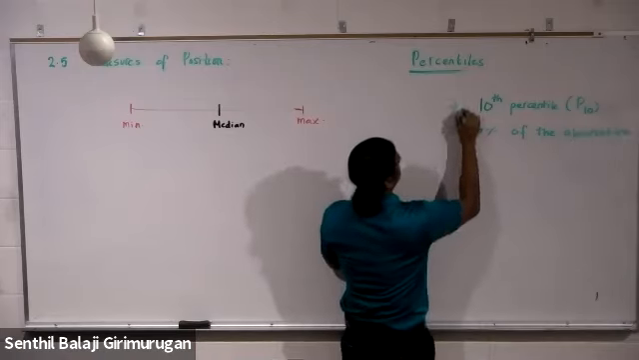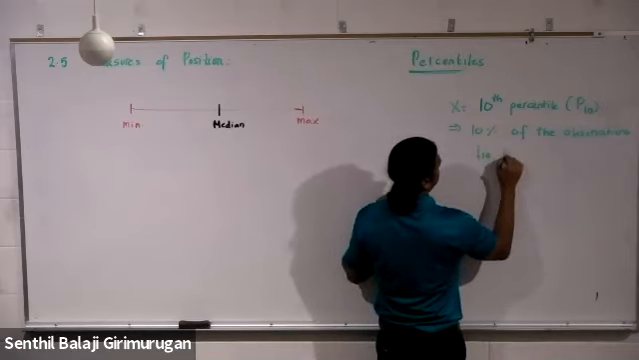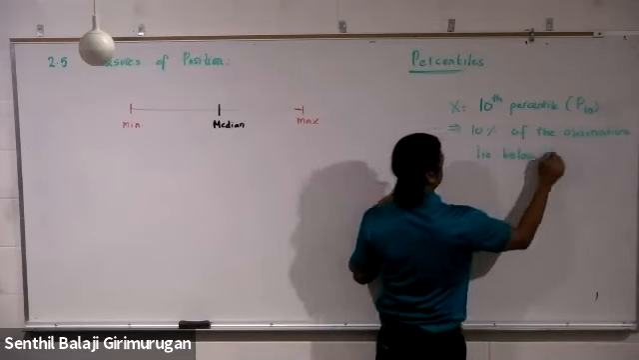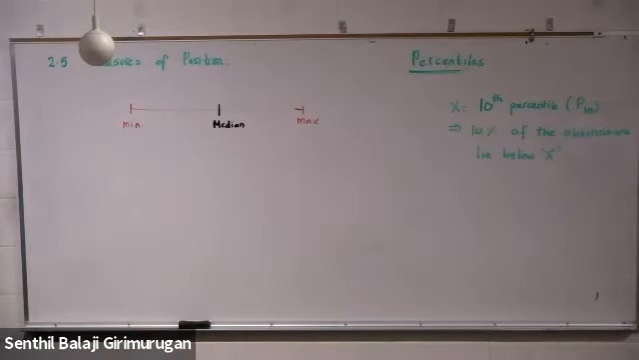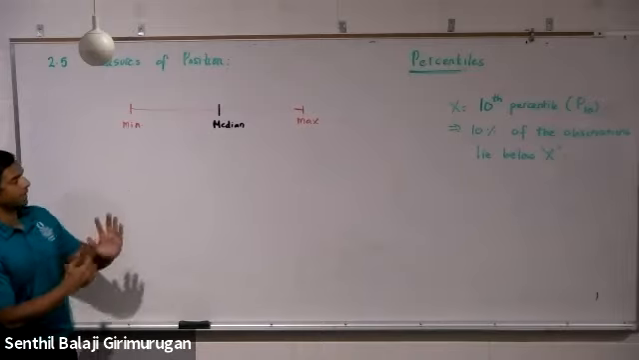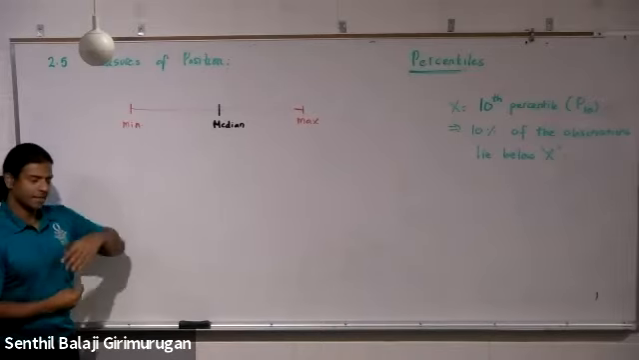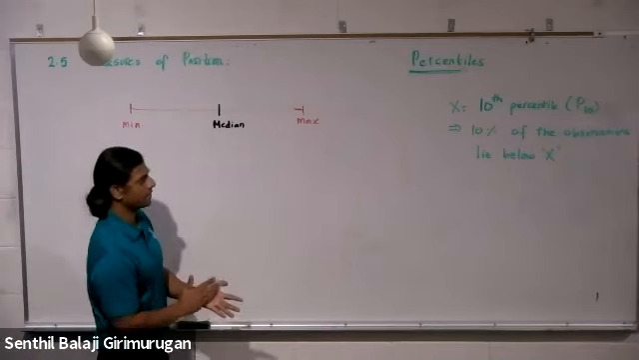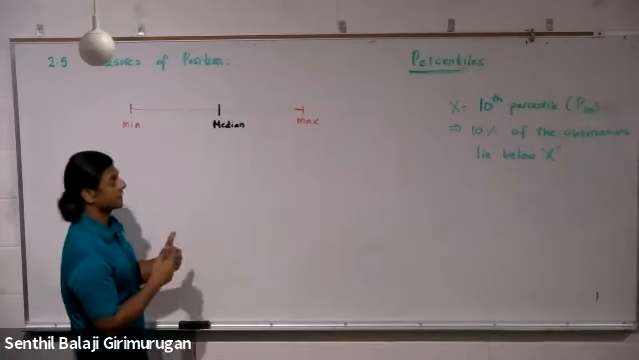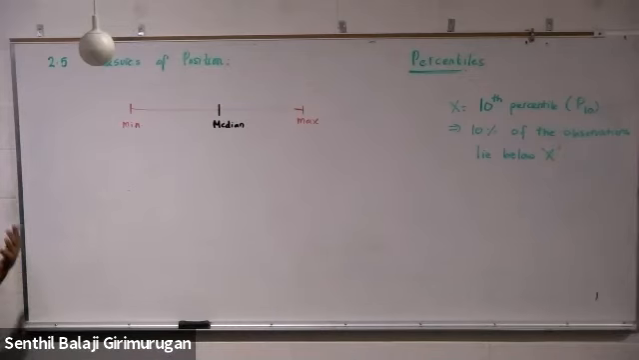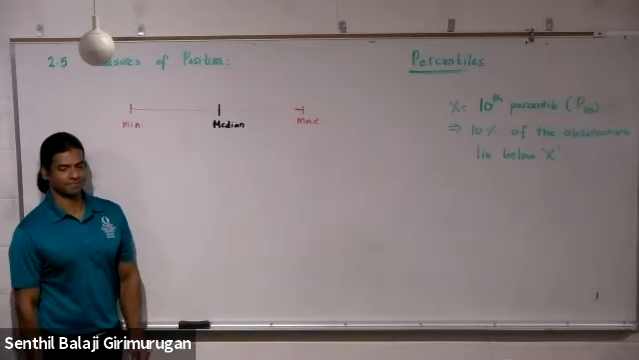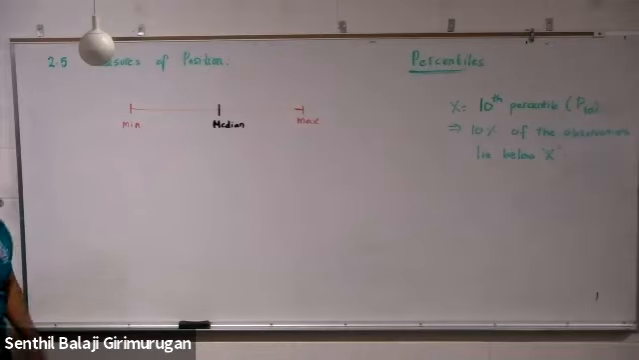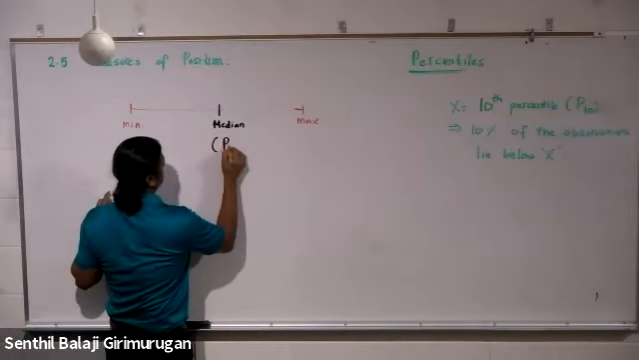I'll call it X, lie below X. If it is the 20th percentile, 20% of the observations would lie below the 20th percentile. 30th, 30% of the observations would lie below the 30th percentile. That said, what percentile do you think the median is? 50. Very good. So median is the 50th percentile.